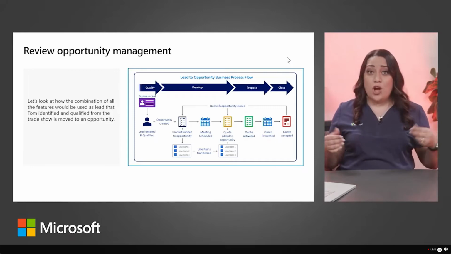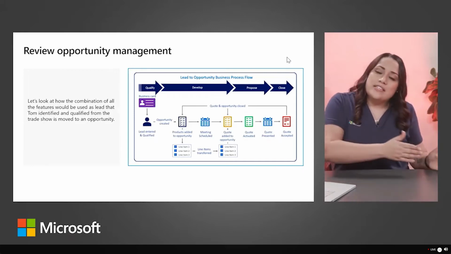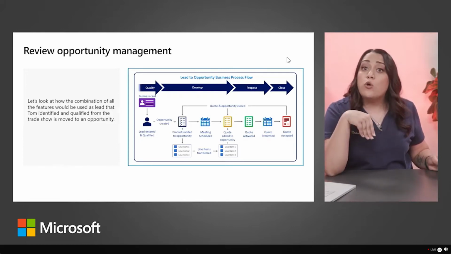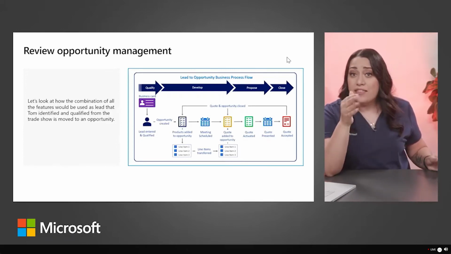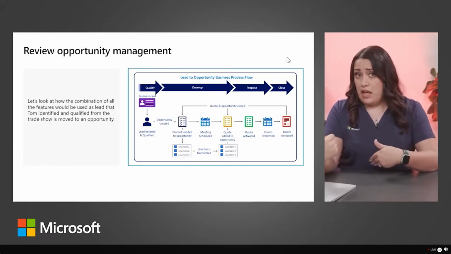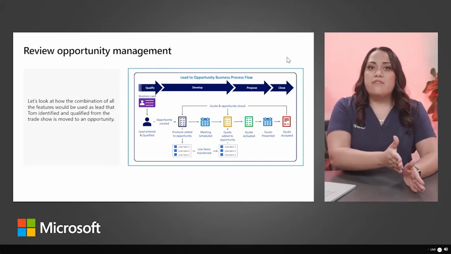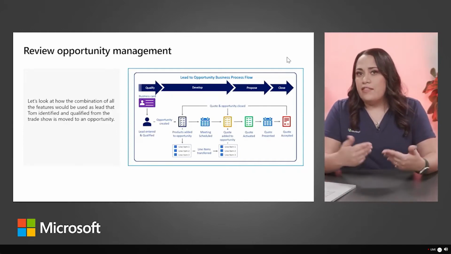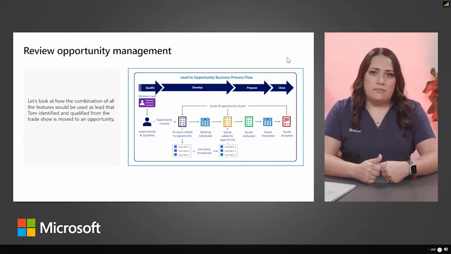And when Tom gets back to the office, he's going to then move the opportunity to the proposal stage and generate a quote based off the pricing and the product catalog. That quote is presented to the company, they accept the terms, and Tom then advances the opportunity to close and sends the customer an order, and the opportunity is closed as a win.